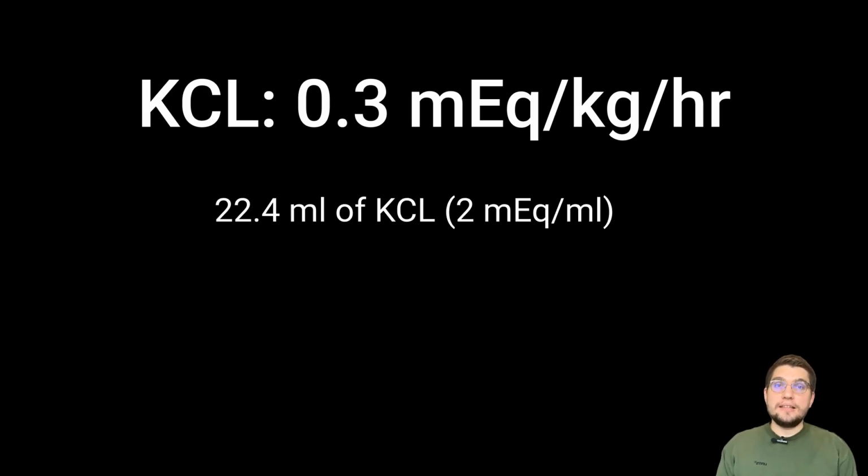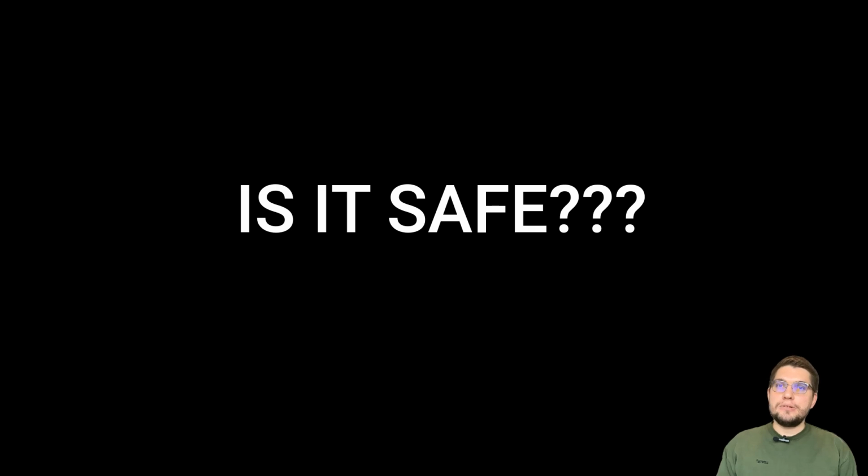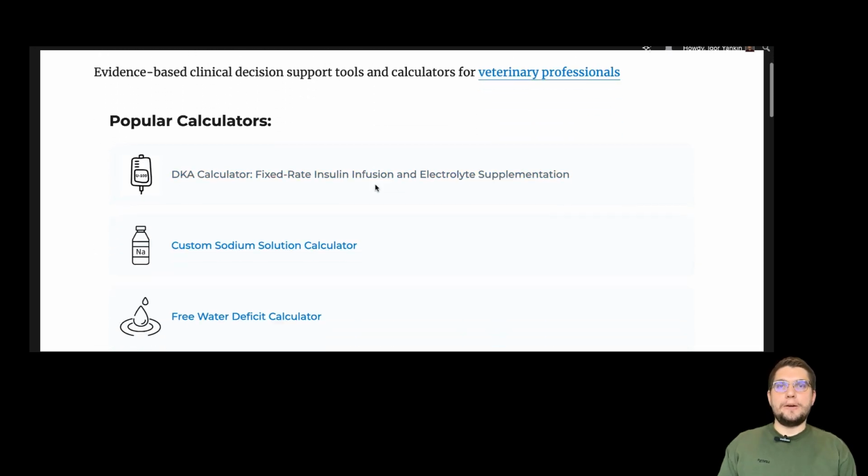To achieve this, the plan is to mix 22.4 mL of KCl with a concentration of 2 mEq per mL with 7.6 mL of LRS, making a final volume of 30 mL to be administered at 5 mL per hour by a peripheral catheter. But here's the question: is this approach safe? Let's find out using the VetMCR potassium supplementation calculator.